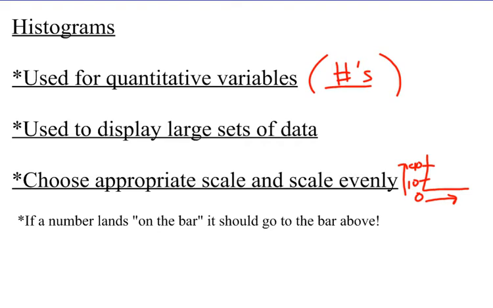And then the last thing about a histogram is if a number lands on the bar, it should go to the bar above. So if it's on the lines between, if you can't remember what a histogram looks like, they are connected. So if a number lands right here, it goes to the bar between. So it'd go to this one right here. And we'll deal with that when we get to it.